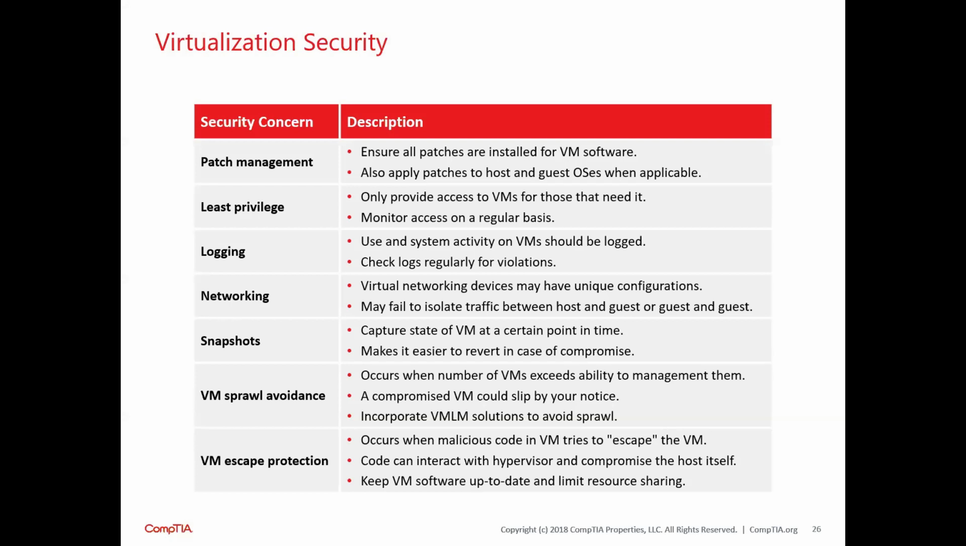It says that a compromised VM could slip by your notice, and incorporate VMLM or VM sprawl avoidance will avoid sprawl. Please do some reading on this. I also need to check what this VM sprawl actually is. Some of the terminologies might confuse you, or even me, because they always have different terminologies. And then we have the VM escape.